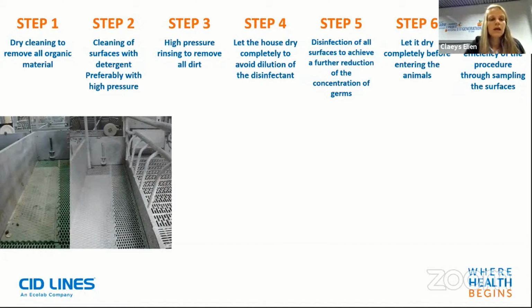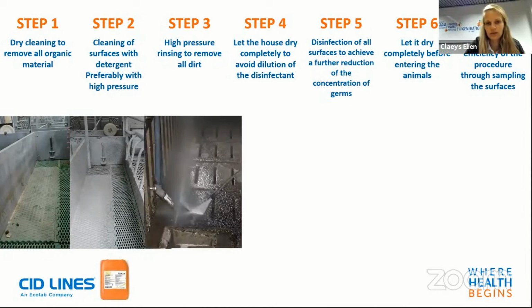You cannot forget a part of the barn because you really see where you cover it with foam and where not. After the contact time, you really need the high pressure rinse to remove the soap or the detergent, to remove the dissolved dirt, to remove, in fact, the highest pathogenic load that is present in your barn. With an efficient cleaning, you remove 80 to 90% of all the microorganisms that are present. So cleaning is a critical step.